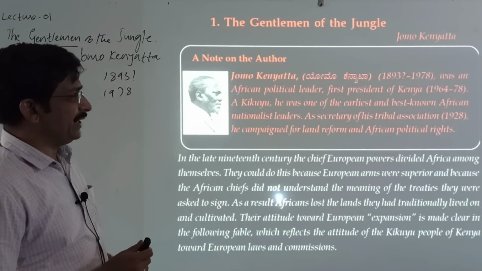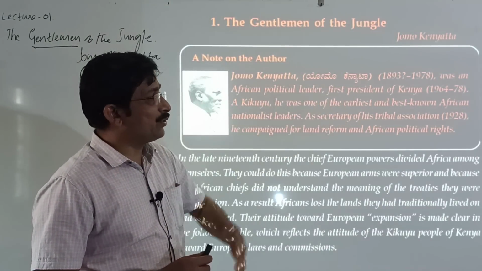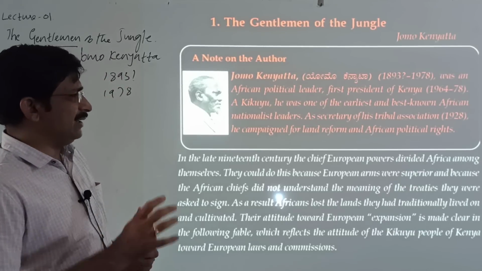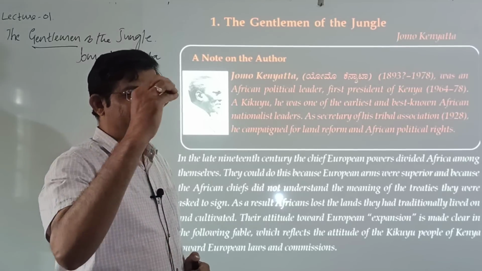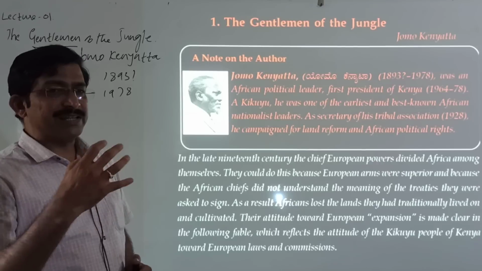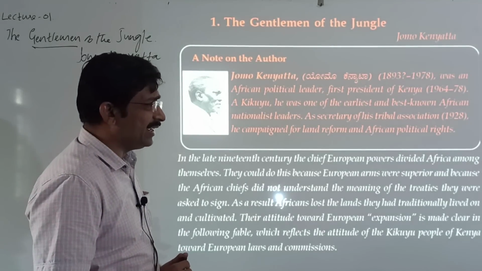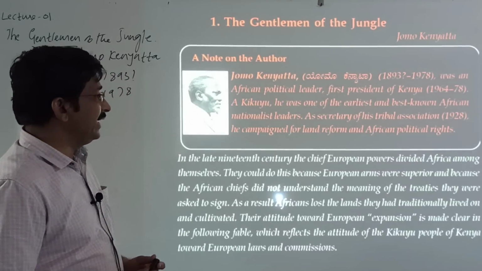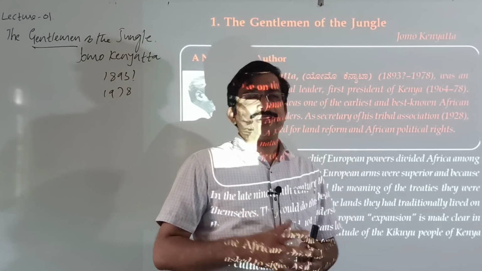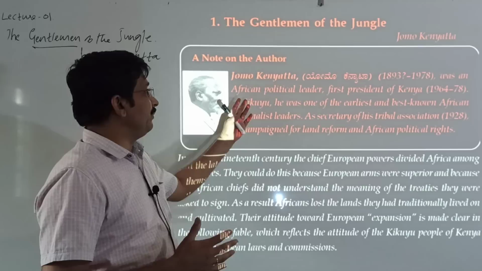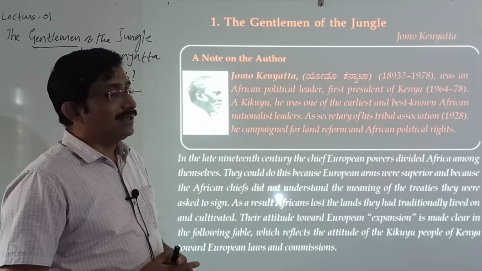African political leader, first president of Kenya, his tenure was 64 to 78. A Kikuyu, the tribal group, he was one of the earliest and best known African nationalist leaders. Nationalism principles were taken by this national leader. As secretary of the tribal association in the year 1928, he campaigned for land reform and African political rights. So, here we read about Jomo Kenyatta, a first rank freedom fighter, African political leader, a nationalist, who campaigned for land reform and African political rights. It is about the writer.